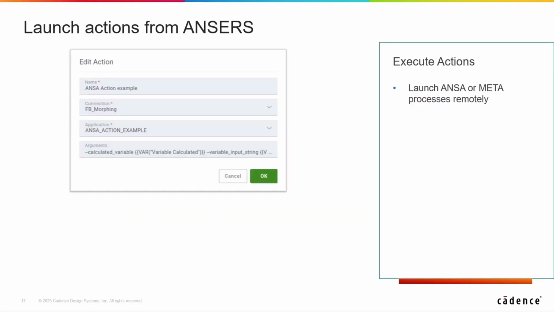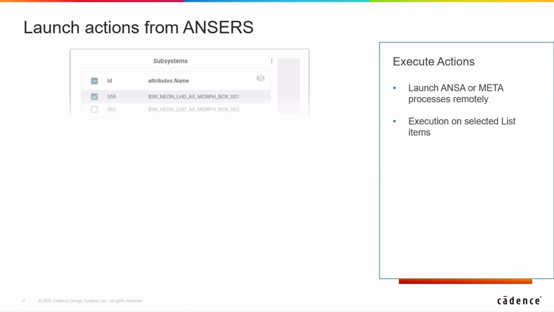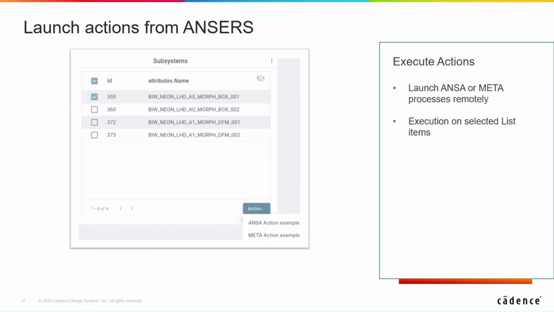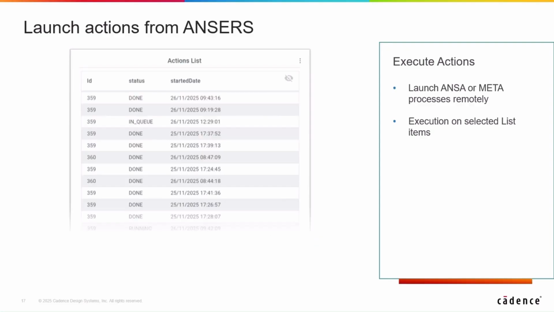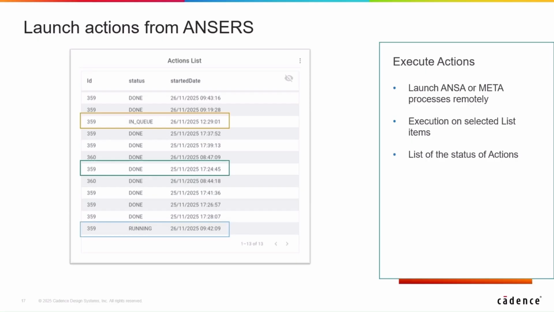Execute actions allow ANSA or meta processes to be launched remotely through Answers. Actions are run on the items selected in the list panel, making it easy to trigger automated tasks directly from the web. Once an action is executed, its progress can be monitored through the action status list, where users can see entries transitioning through states such as running, in queue, or done.